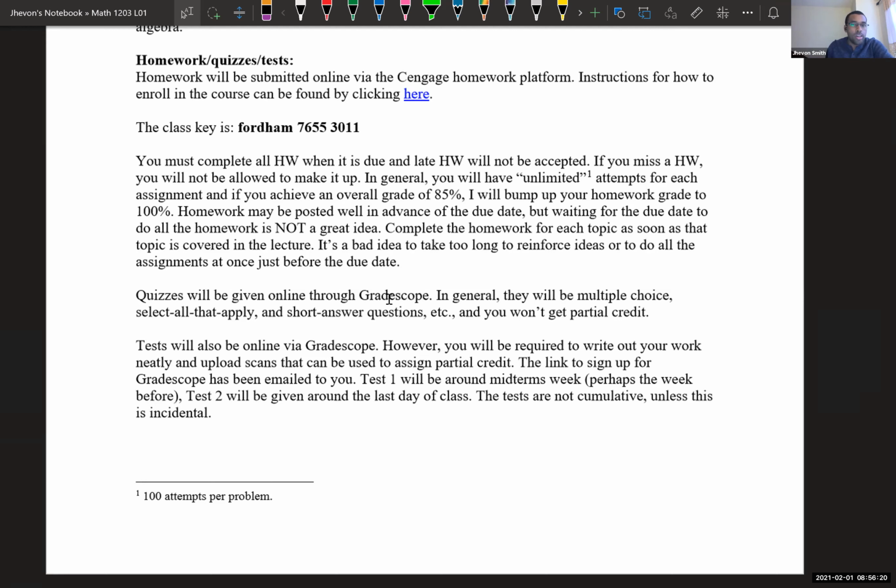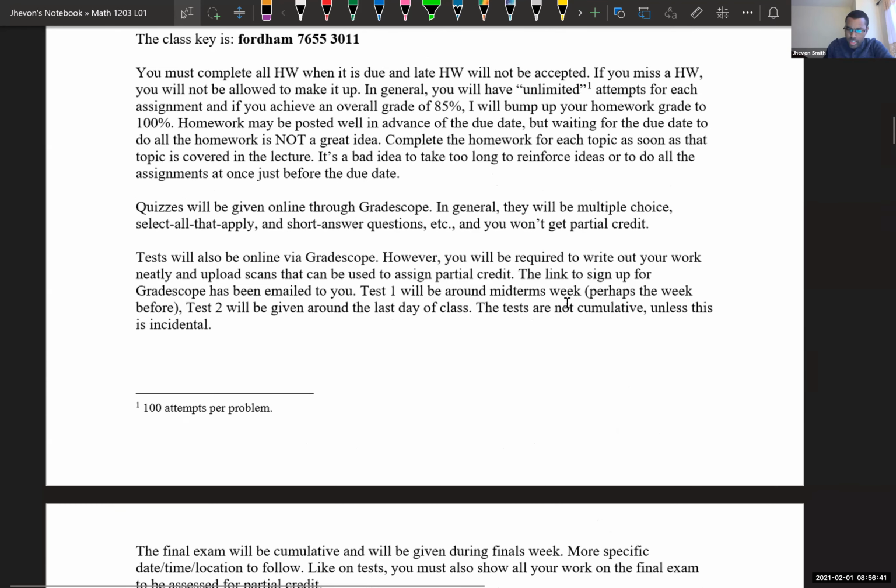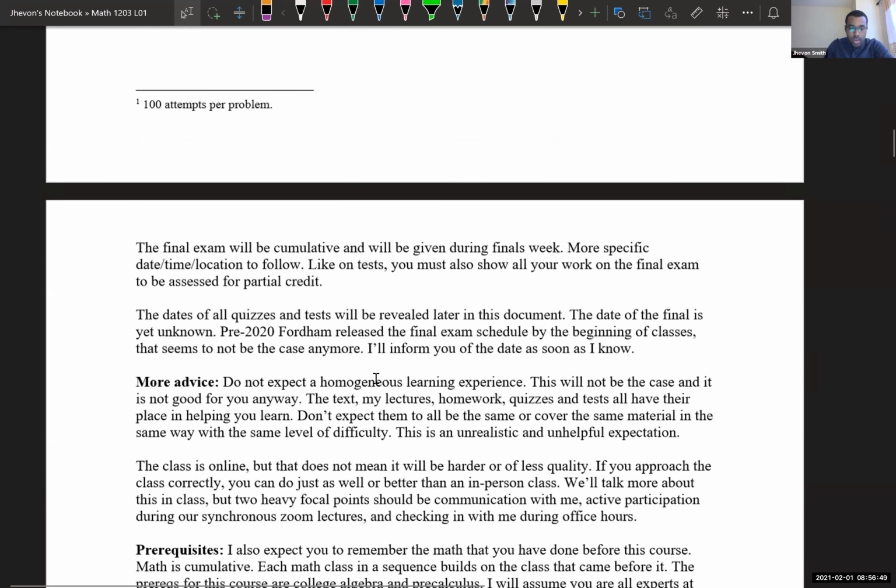When it comes to tests, though, you will be required to show your work, scan it, and upload it. That way I can give you partial credit for things that you get on tests. And as time goes on, you'll get more familiar with that. So all your quizzes are going to be on Gradescope, so by the time the test comes around, you're going to be very used to the platform. As I mentioned here, roughly when each exam is going to happen, but I'll actually give you specific information in a little bit.